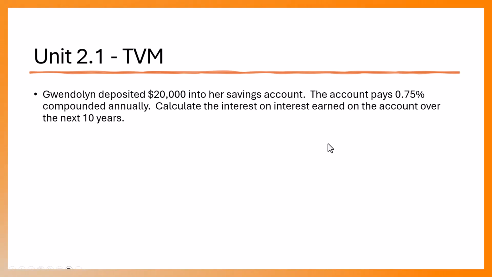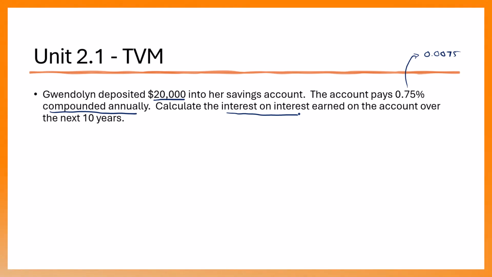All right, question number 2. Gwendolyn deposited $20,000 into her savings account. The account pays 0.75% compounded annually. This is 0.75% in decimal form. That's 0.0075. Calculate the interest on the interest earned on the account over the next 10 years.